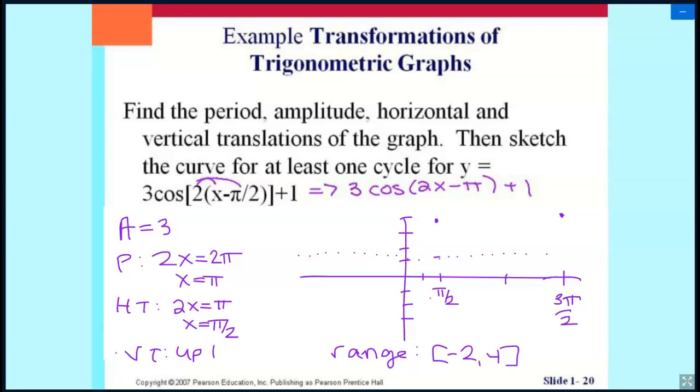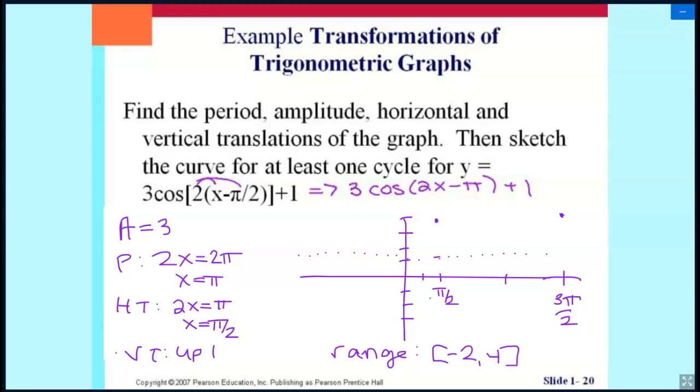It's positive pi halves because you have to move it. It's like setting the inside equal to 0. So you'd move the pi over and divide by 2. It's just like quadratics. Remember, everything inside a quadratic is the opposite direction of what you thought.